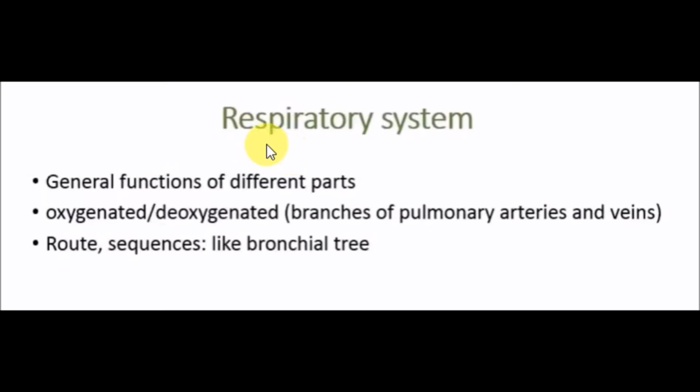AP2 Lab Practical 2 is respiratory system and digestive system, as I mentioned. So what else besides labeling? You can be asked about the general functions of different parts, and this is what I was just talking about. Plus oxygenated, deoxygenated, specifically the pulmonary arteries and pulmonary veins. And the rule of thumb in this part specifically is every red vessel is an artery, every blue vessel is a vein, except pulmonary circulation is the opposite.